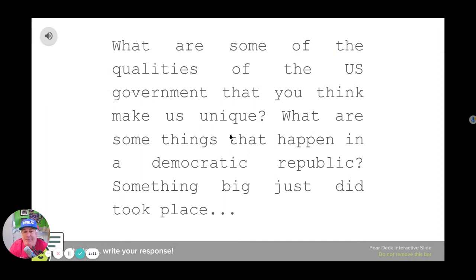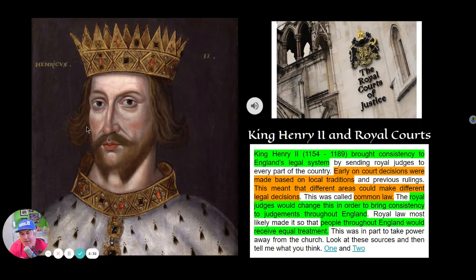Now, what are some of the qualities of the United States government that you think make us unique? What are some things that make us unique or special, I guess? What are some things that happen in a democratic republic? Remember, we are a democracy, but we're a type of democracy, a democratic republic. Something big just happened at the beginning of November. That's still kind of in dispute right now. Not everything's been decided. So think about that to yourself when you're doing this live with us. You'll obviously put your answers down on the slide.